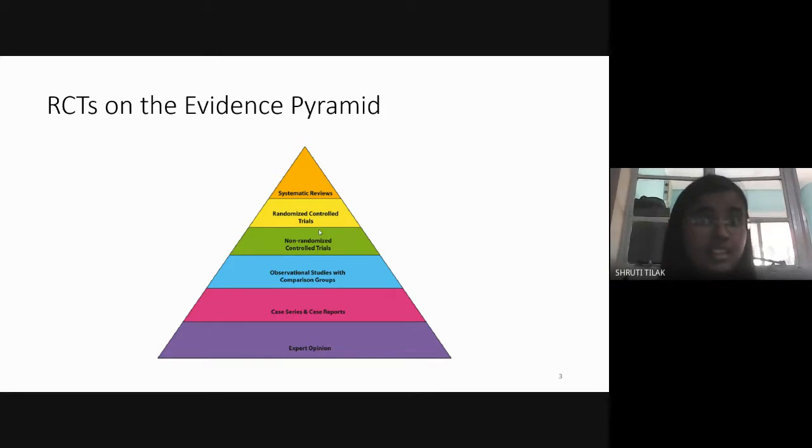So if there is a statistically significant difference between those two groups, then we know for sure that the intervention works or whatever we're studying has an effect. Hence, they're pretty high up on the research or the evidence pyramid.